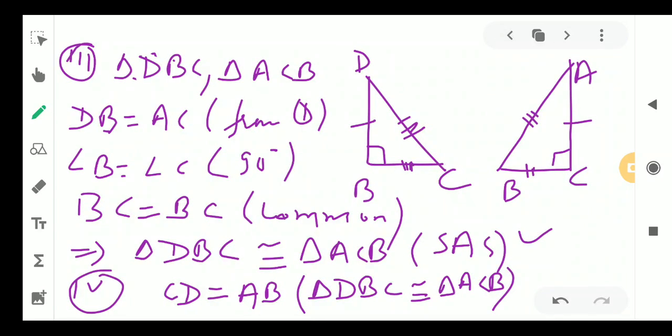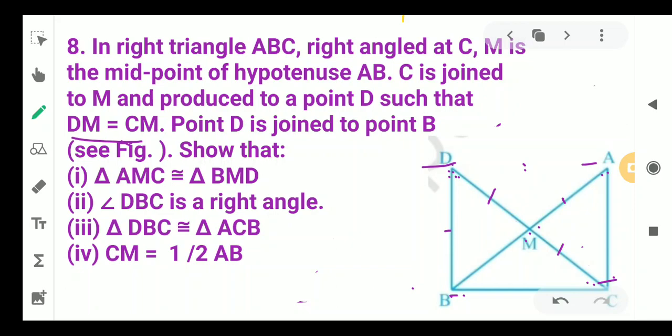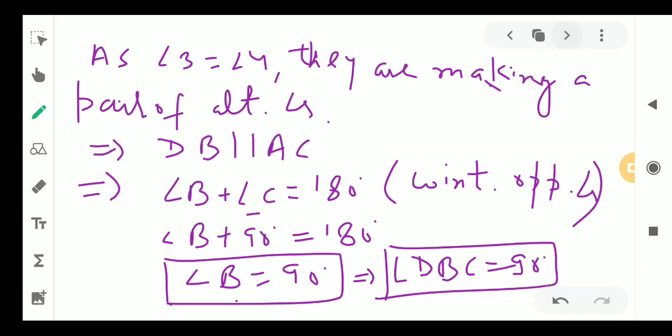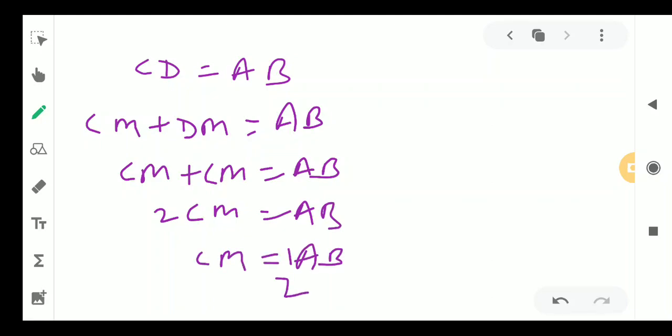Now let me see. CD equals AB. And if we see the figure, CD can be written as CM plus DM, sum of these two sides. So CM plus DM equals AB. And as we have discussed, it was given that CM equals DM in the question already. So we can write CM plus CM equals AB. So 2CM equals AB, or CM is half of AB. And this was the last result which we have to show.